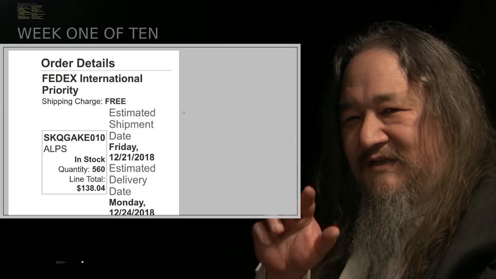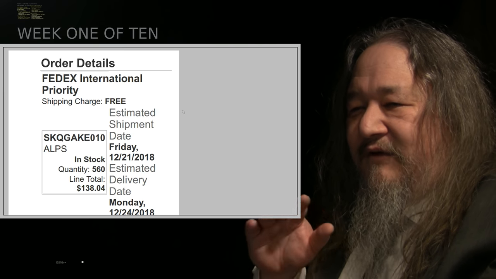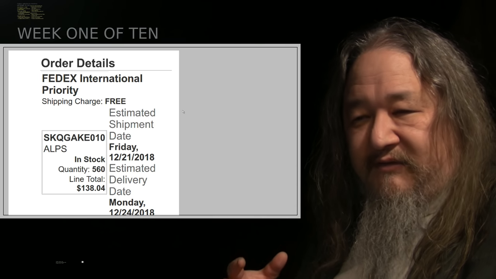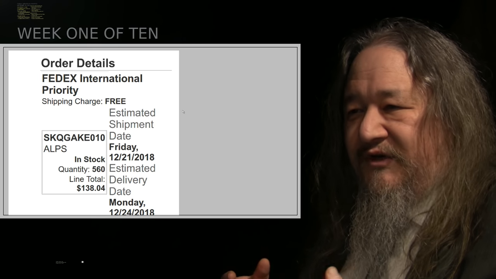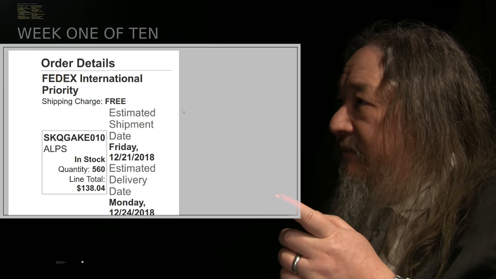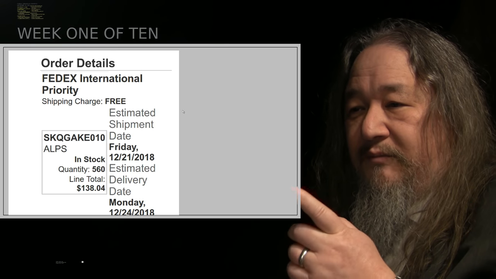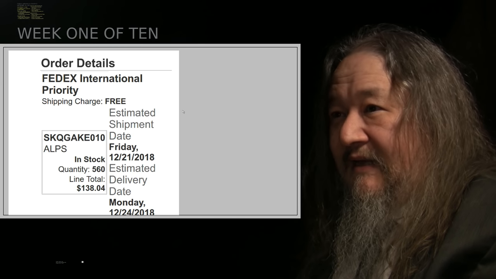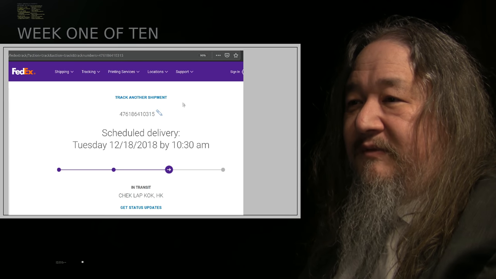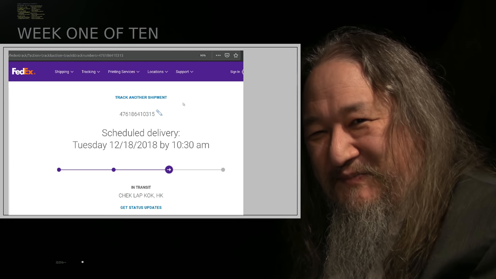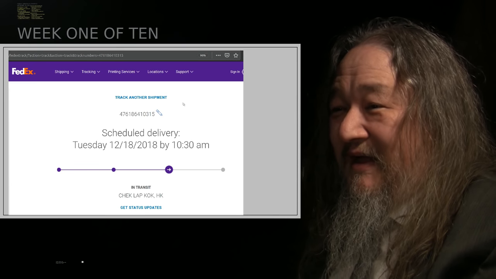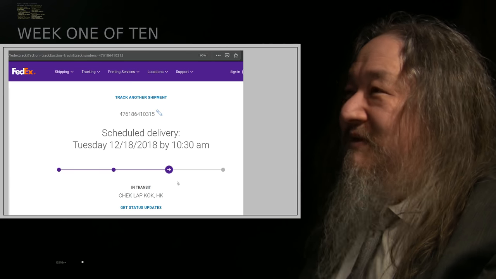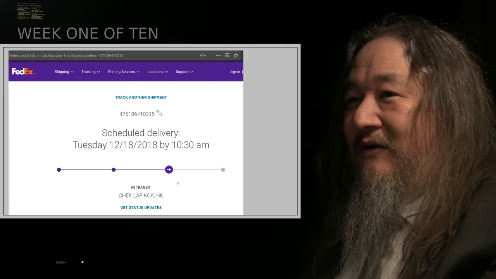I got 560. There was a price break at 500. 560 is essentially enough to make two chunks, whatever this thing is, with a little bit of attrition. They said it was going to ship by this Friday, and it would be delivered Christmas Eve, if you believe that. But in fact, it has already shipped, before you're going to see this tomorrow. At the time I saw this, it was in Hong Kong at the airport, but supposedly it's going to be here in just a few hours.